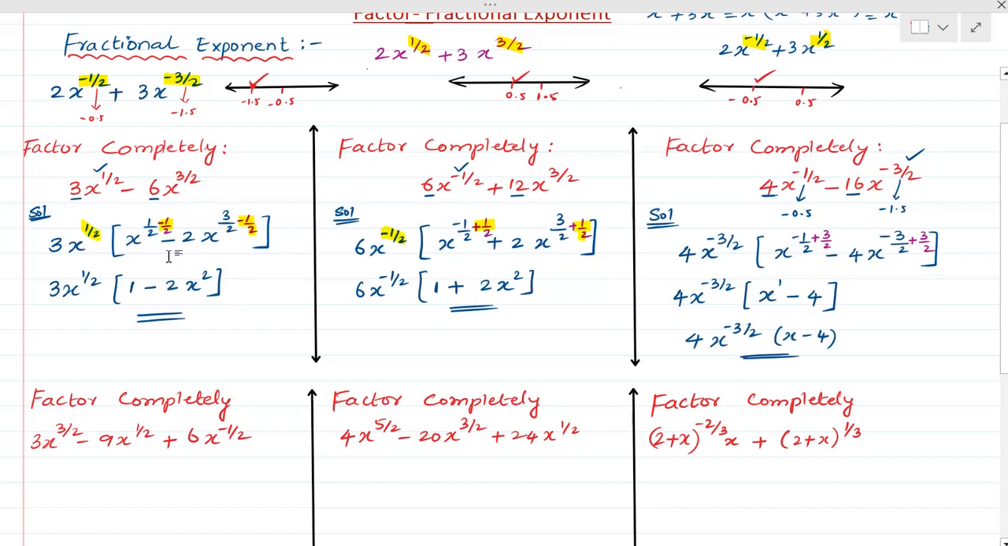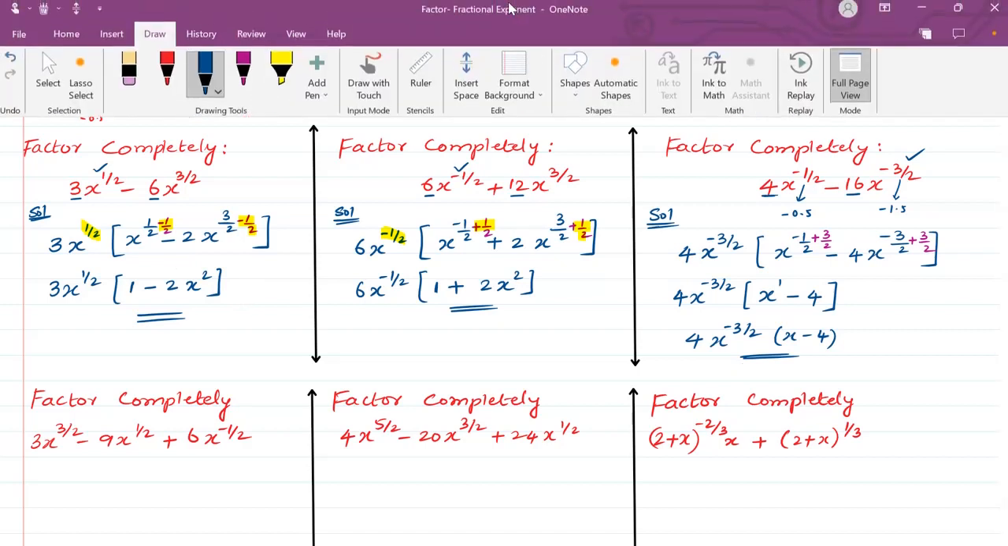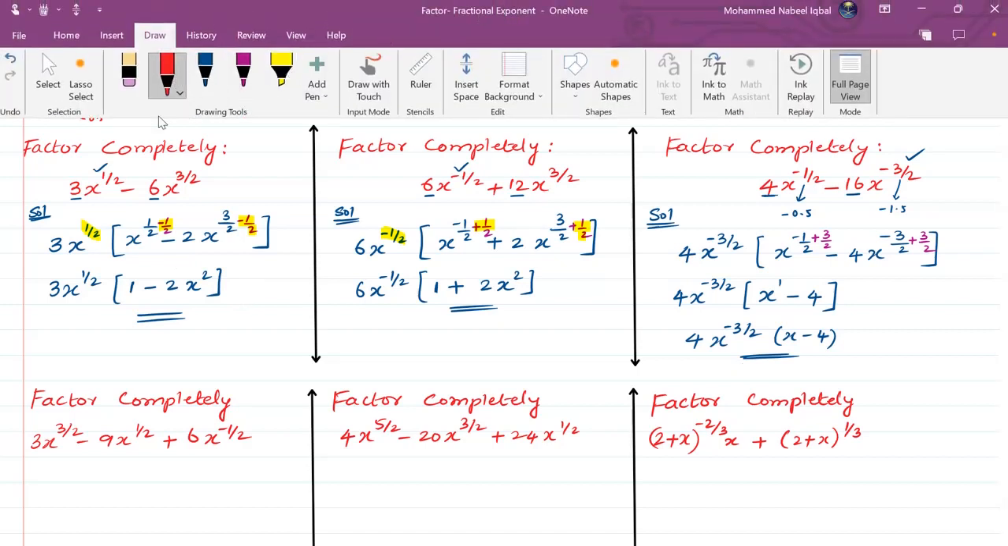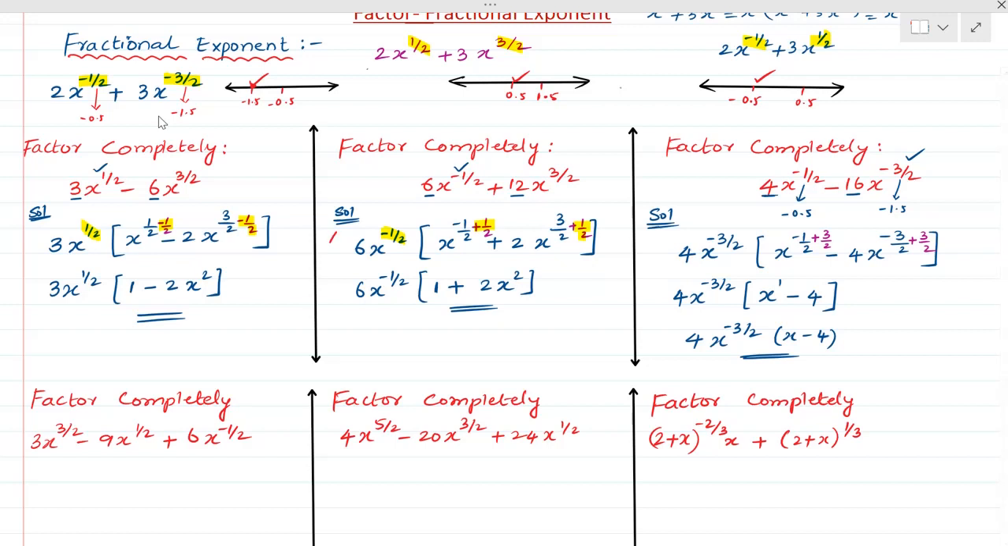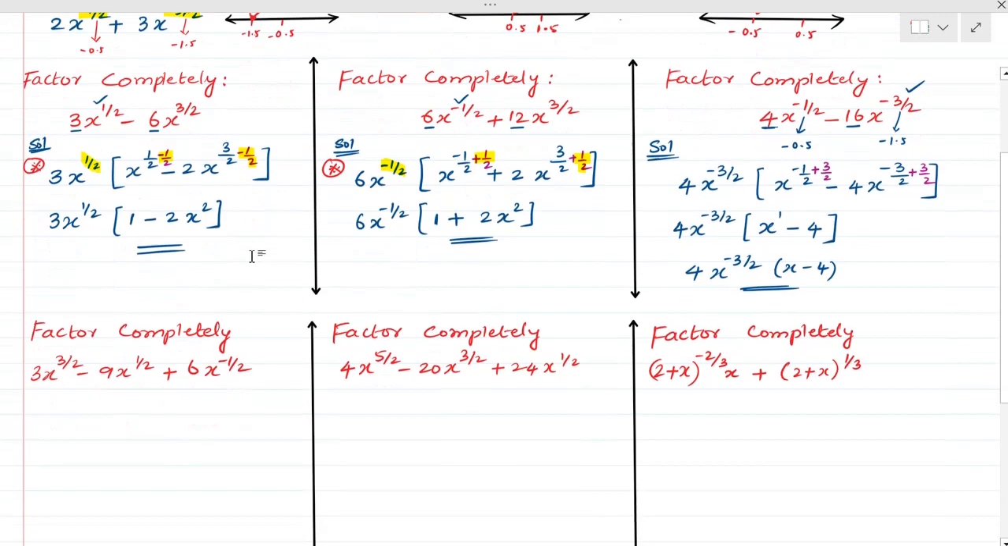So the very important thing here, this one. When you take the plus 1 over 2, I will subtract it. When you take minus 1 over 2, we will add it. So this step is very important. So all the problems will be covered within these two problems.